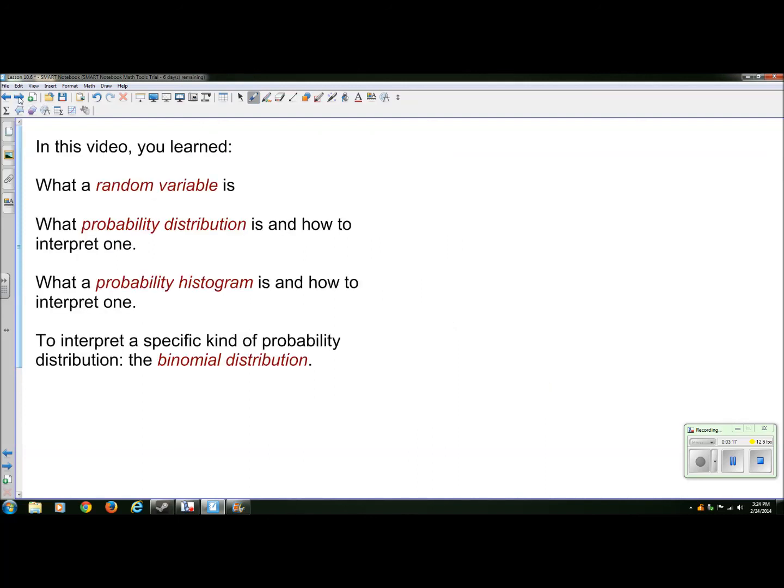Alright, so in this video you learned what a random variable is, what a probability distribution is, and how to interpret a probability distribution. You also learned what a probability histogram is and how to interpret one. And finally, you learned about a specific kind of probability distribution, the binomial distribution.